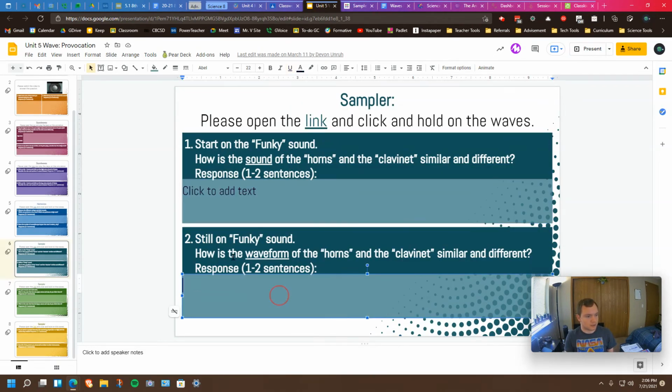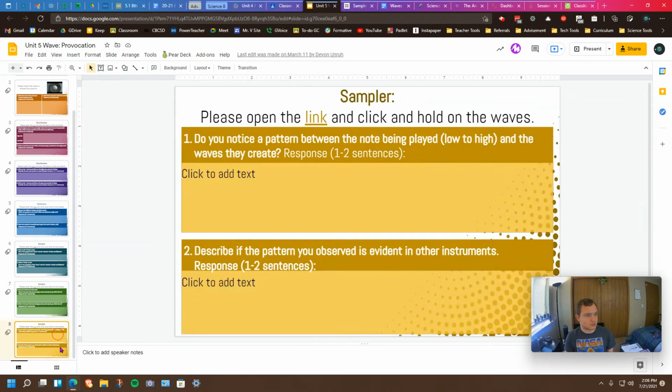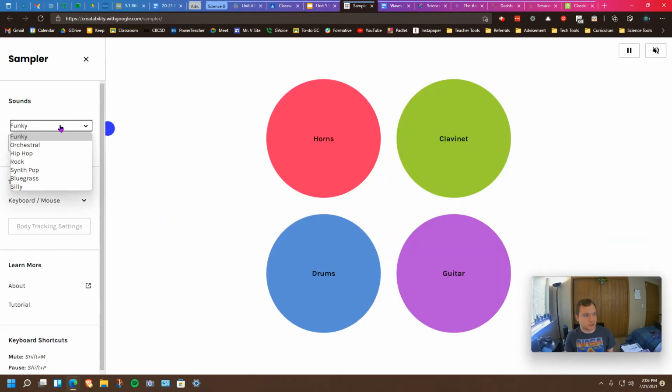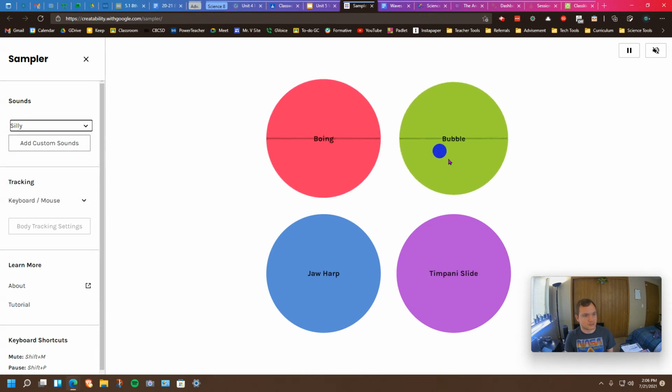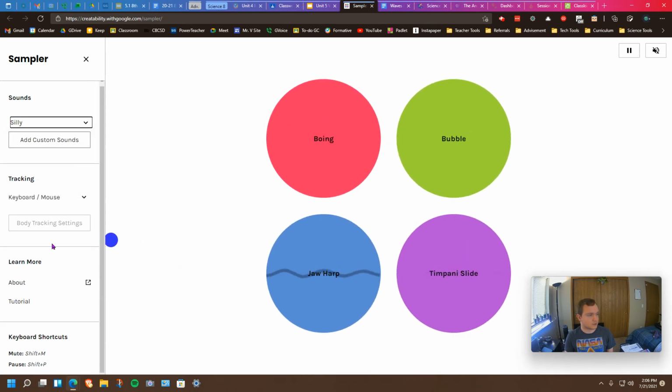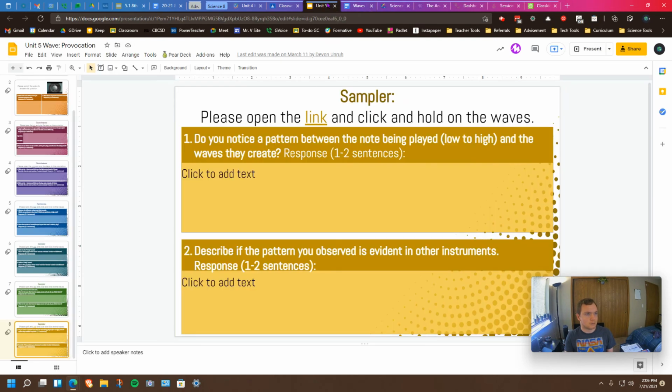You can write how the waveform, whatever the question is, you'll be able to figure it out, I think, just fine. You're using the sampler still, and the last one is still the sampler. In the sampler too, you can change the sound types as well. I could go to silly, and there are different instruments, and different sound waves that you can use too. So good luck.